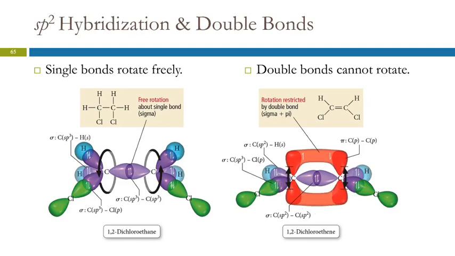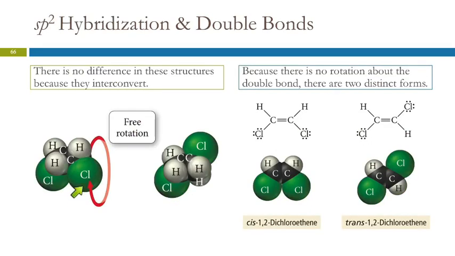So these two structures are the same molecule because there's free rotation around that single bond. These are two different compounds because they cannot rotate. You can't take this cis 1,2-dichloroethane and make it into trans 1,2-dichloroethane without breaking bonds and making bonds, and that would be a chemical reaction. So these are actually two different compounds.